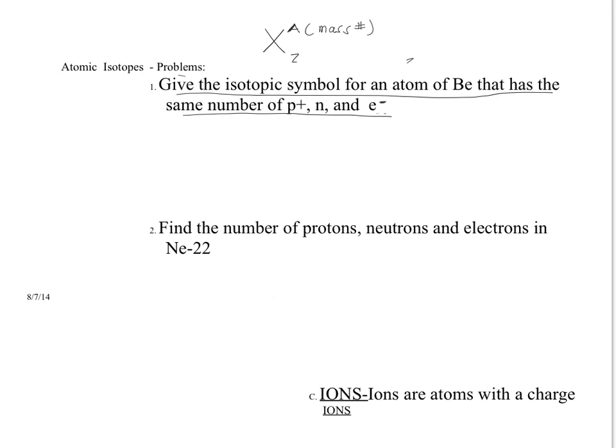The symbol for writing an isotope is we're going to have our element, our mass number, and our atomic number. This is the basic format for writing our elemental symbol or isotopic symbol. X represents our element symbol. A is our mass number, and mass number is equal to the number of protons plus the number of neutrons.